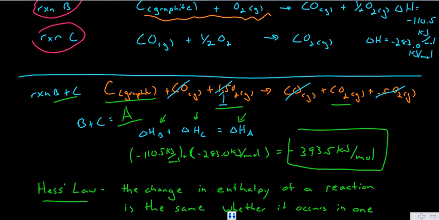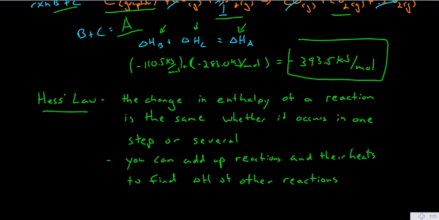And if you like, you can copy down Hess's law here. It says Hess's law is that the change in enthalpy of the reaction is the same whether it occurs in one step or several, and that you can add up reactions and their heats to find the heats of other reactions. There's going to be a part B.